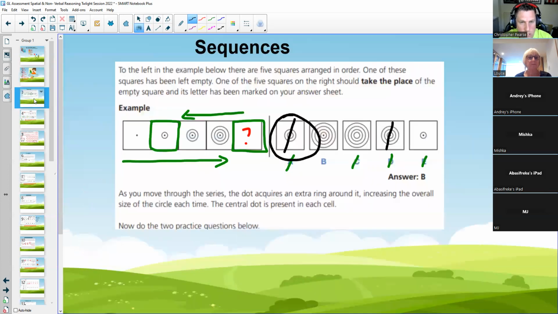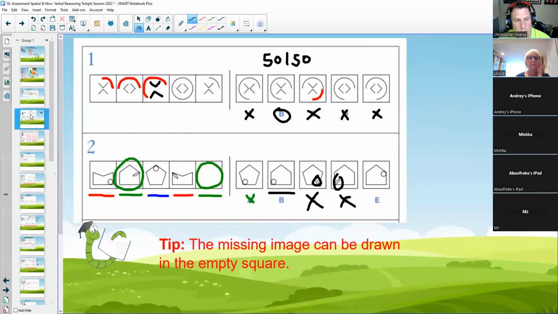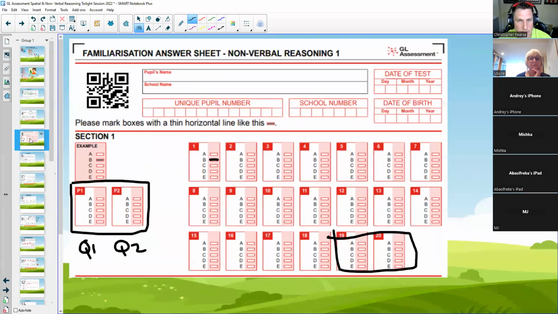So just again, sequences, something that is very common within the 11 plus that comes up. This is an example here of the multiple choice sheet in terms of how children record the answer. With non-verbal, it just tends to be the letters that they're recording down. So they must be really, really careful about what question number they're on as well.